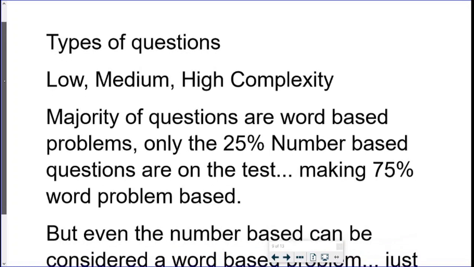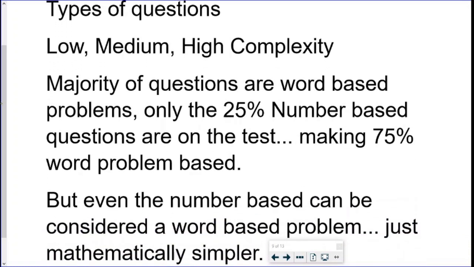Now, compared to the part A, where all the questions are low complexity, you will get low, medium, and high complexity. A high complexity question would be like finding the volume of a cylinder and then applying your answer to finding a dimension compared to the surface area. So you're combining more than one concept in a high complexity question.